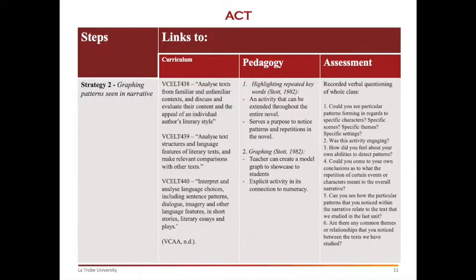Could you come to your own conclusion as to what the repetition of certain events or characters may mean to the overall narrative? Following this, I could journal my own thoughts on how well I think to address these questions in my teaching. Could I have done a better job and maybe made my teaching even more explicit?